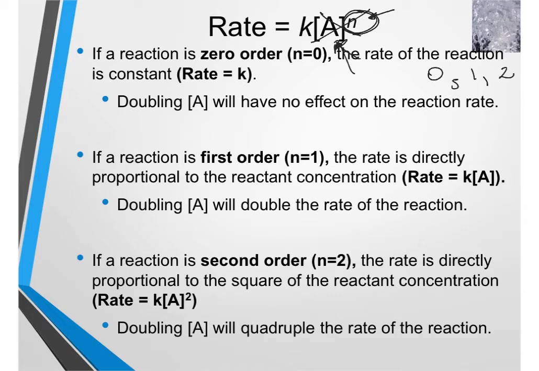Alrighty, so if the exponent or the order of reaction is 0, as we said before, that means that that particular reactant has no effect on the rate of reaction, right? Because anything raised to the 0 power is 1. If n equals 1, okay, what does that mean? That means that the rate would simply equal k times the concentration, right? If the exponent's 1.